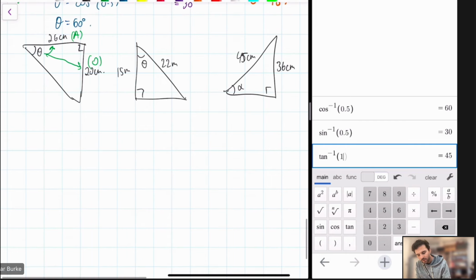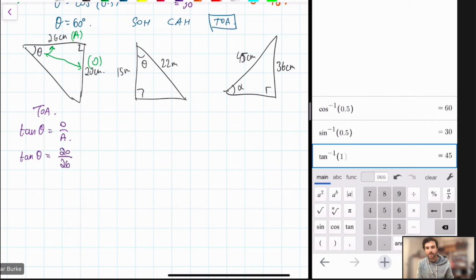Now, I'm just going to write this up. SOHCAHTOA. Which one uses O and A? We can see it's tan, TOA. So let's write out our equation. Tan theta is equal to O on A. Now let's sub in what we know. The theta stays as theta, then opposite goes to 20 and adjacent goes to 26.